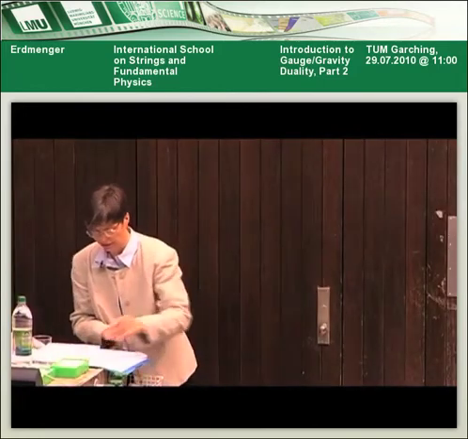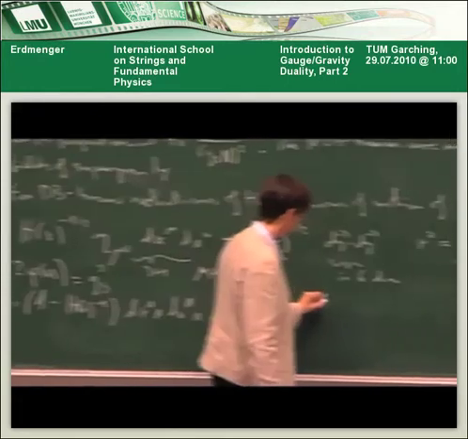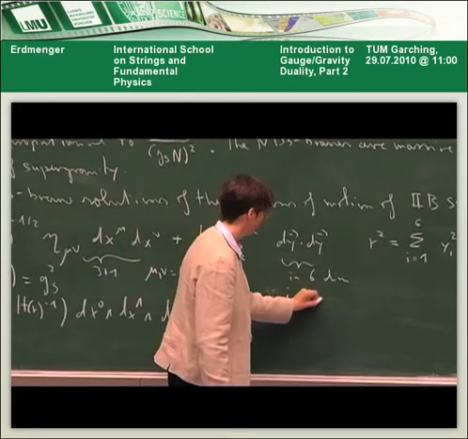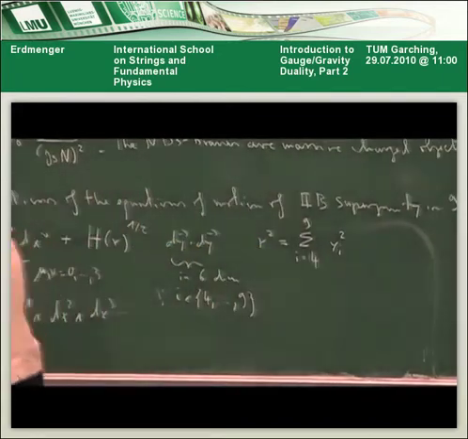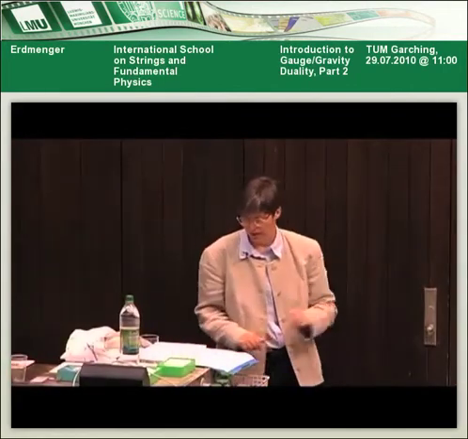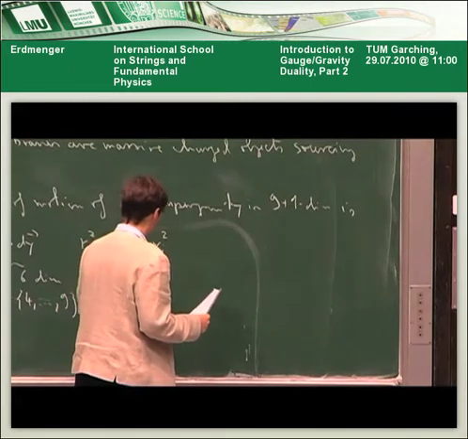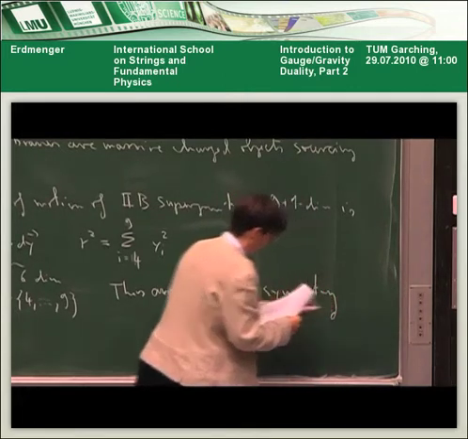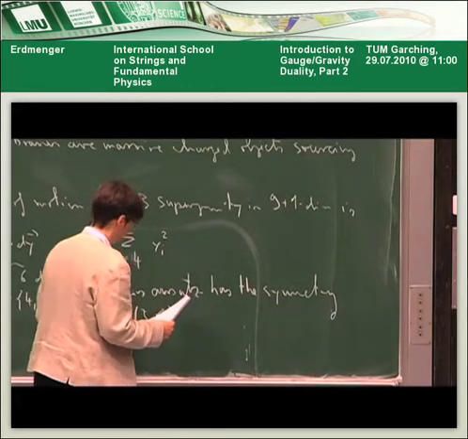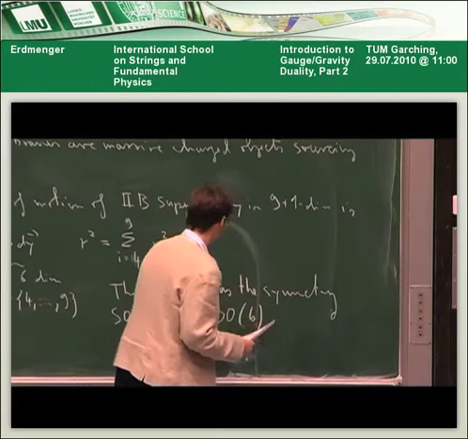Again, I should say, mu and nu go from 0 to 3, and the index i goes from 4 to 9. And again, I have time to say that this ansatz has a particular symmetry: SO(3,1), so these are Lorentz Poincaré transformations in Minkowski space, and then we have an SO(6) symmetry in the remaining directions.